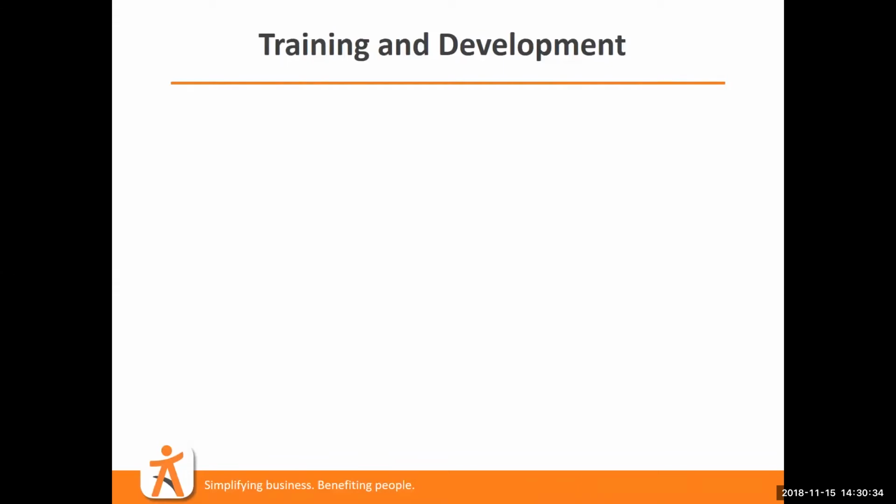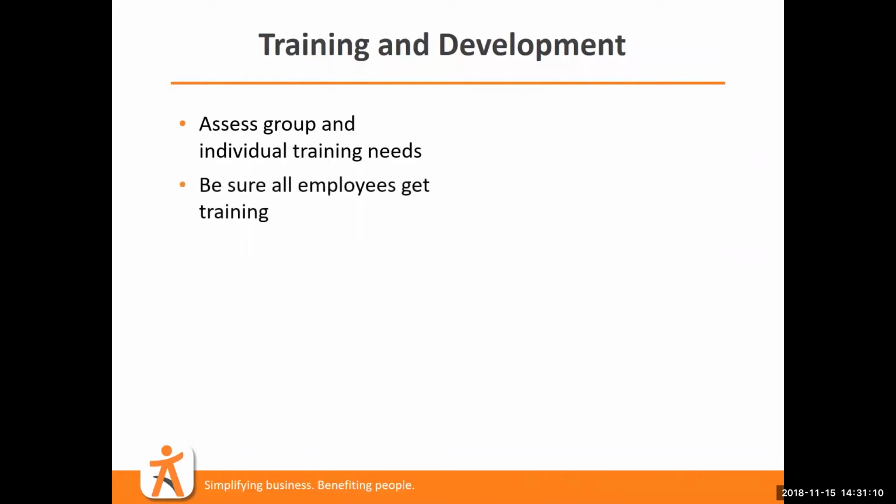Training and development are other important issues related to generational diversity. Be sure to assess your group and individual training needs. For example, younger workers may need basic skills training, whereas middle-aged workers might need training to update skills or acquire new competencies. Some of those might be required by technological or other changes in the workplace, right? New software implementation, new computer programs that you're using. Make sure employees of all ages get training mandated by government regulations, such as the sexual harassment trainings that you have, or organizational policies.